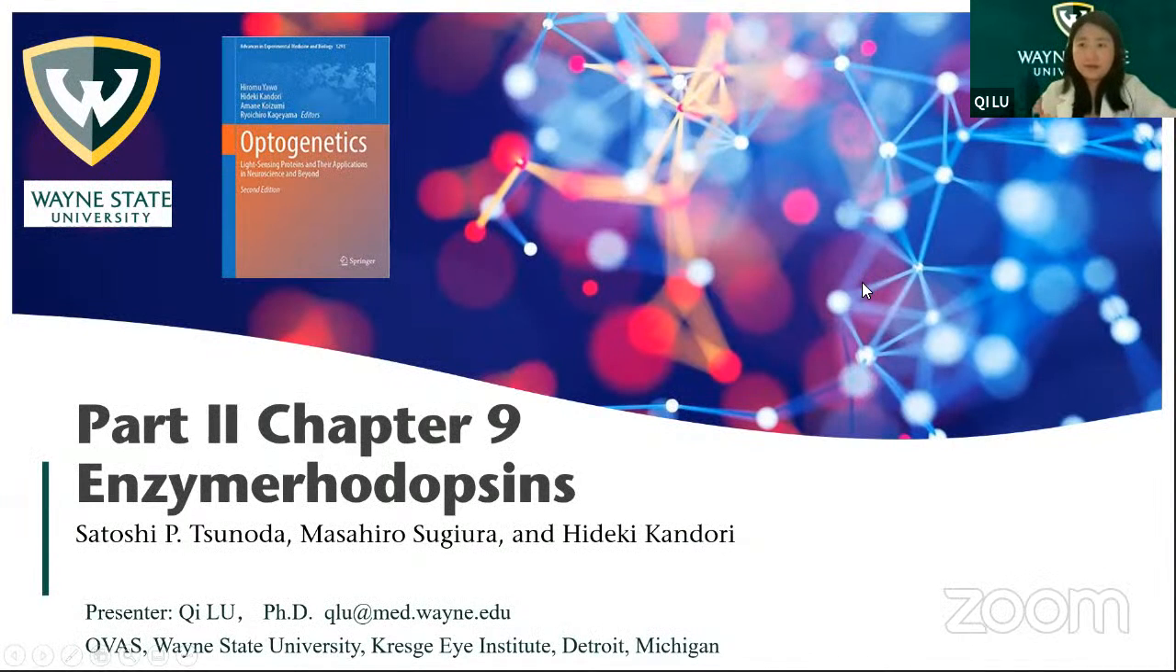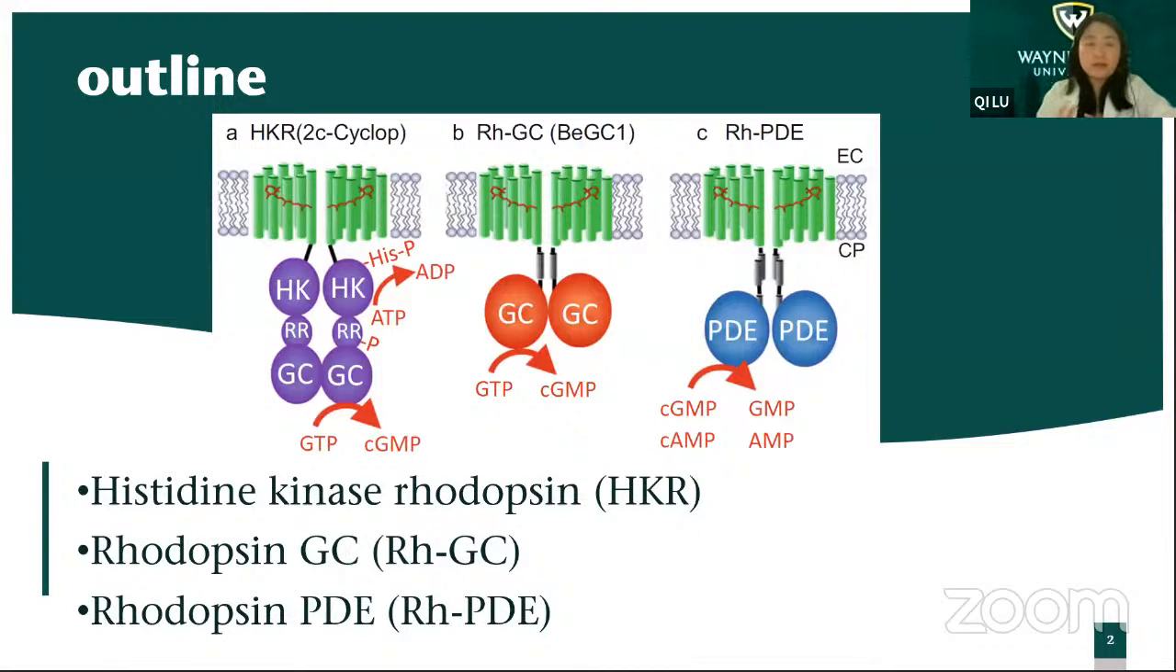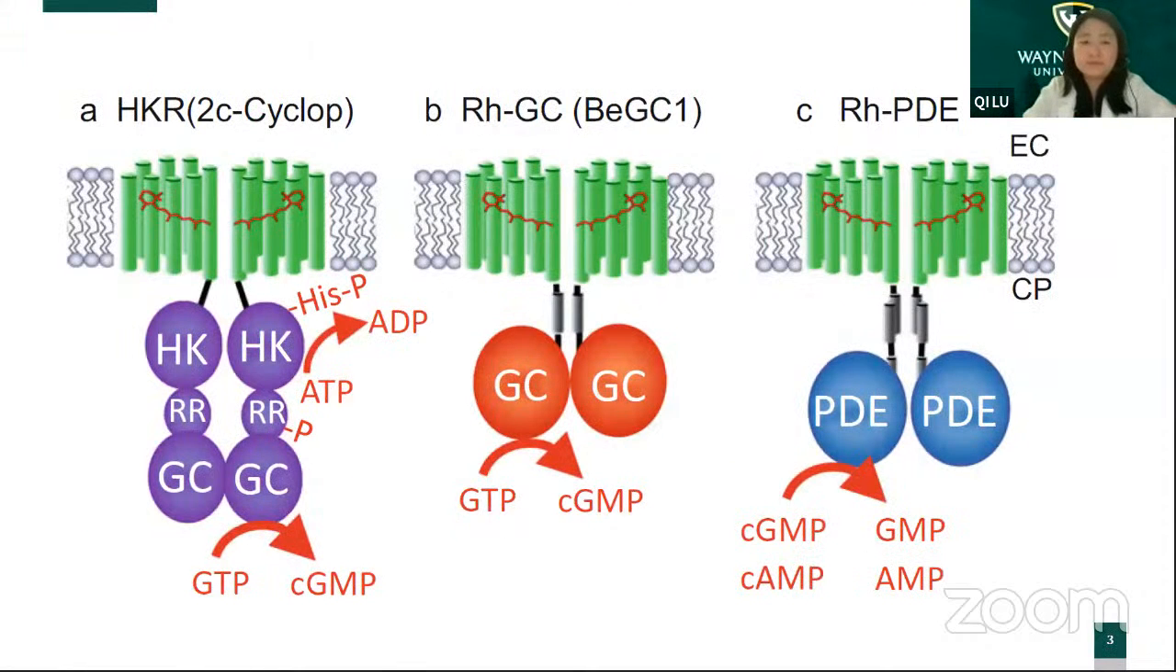So now let's move on. Today I'm going to present the enzymatic rhodopsins. First I show the outline. It includes histidine kinase rhodopsin, rhodopsin guanylyl cyclase, and rhodopsin phosphodiesterase. And we can see here that they share quite a lot of similarities, and we will discuss this later for these three enzymatic rhodopsins.